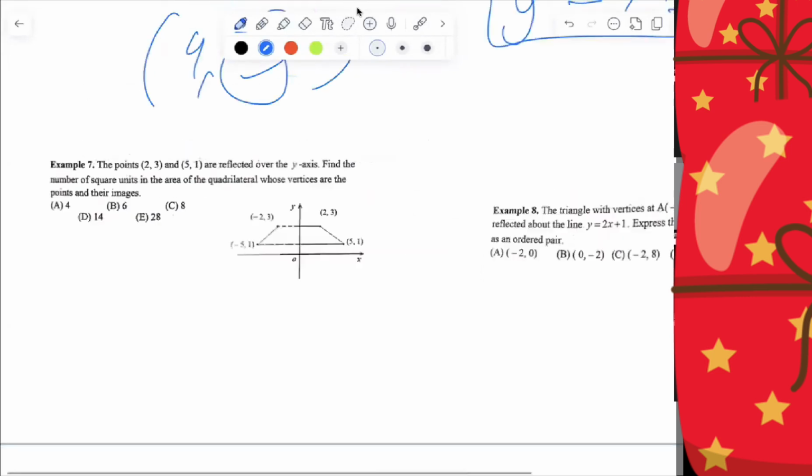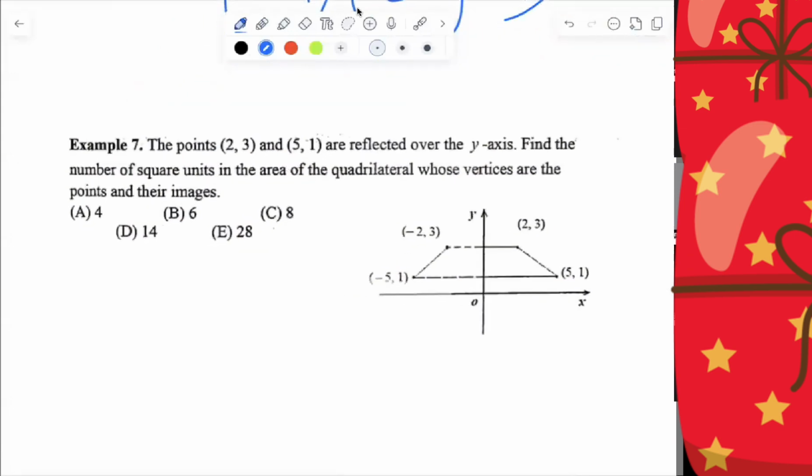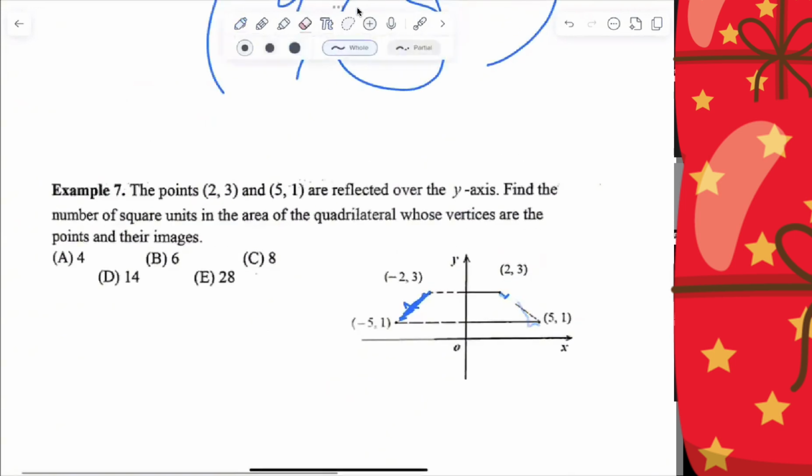So basically, how we're supposed to be solving this is that it's been reflected. So now this side is congruent to that side, and these are just the midpoints. Now you want to see the height. Since we have the y coordinates, we know the height, which is this. H is equal to 3 minus 1, this is just 2.